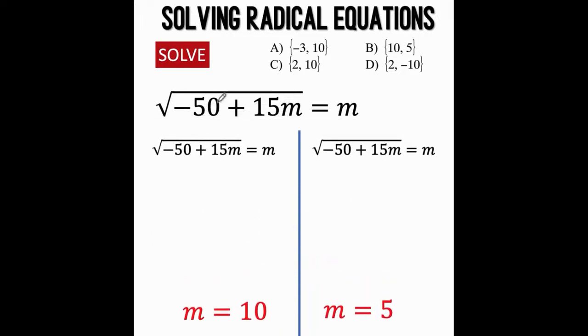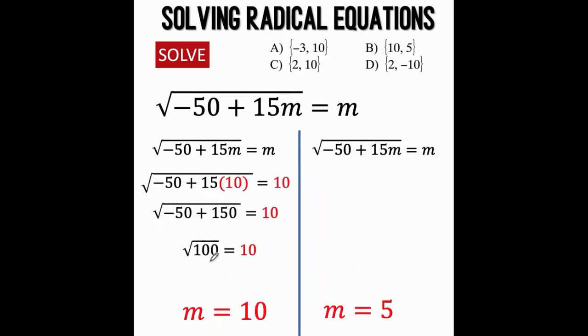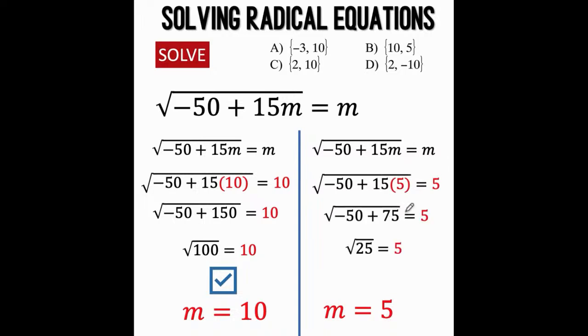So let's now check the original equation when m equals 10 and when m equals 5. When m equals 10, we arrive at the square root of 100 equals 10, which is correct. When m is 5, substituting this 5 for m, we arrive at the square root of 25 equals 5, which is also correct. So in this case, there is no extra root. The final answer is letter B, m equals 10 and m equals 5. Both will make this equation true. In the next video, we are going to look at the cases when there are extra roots.